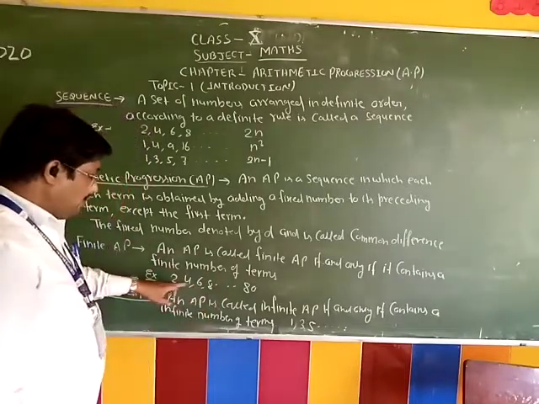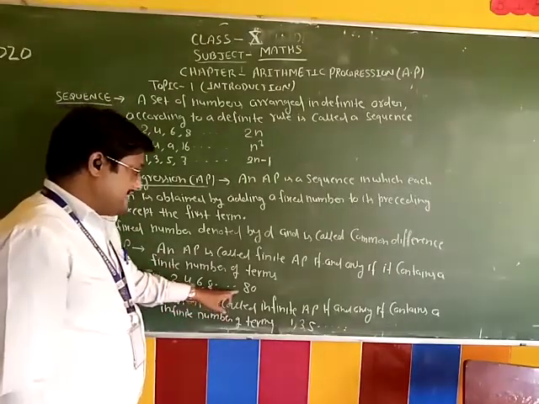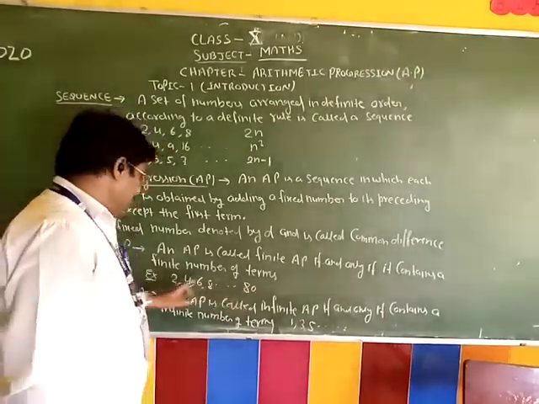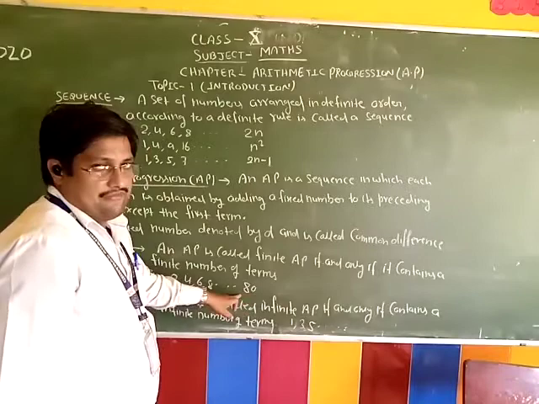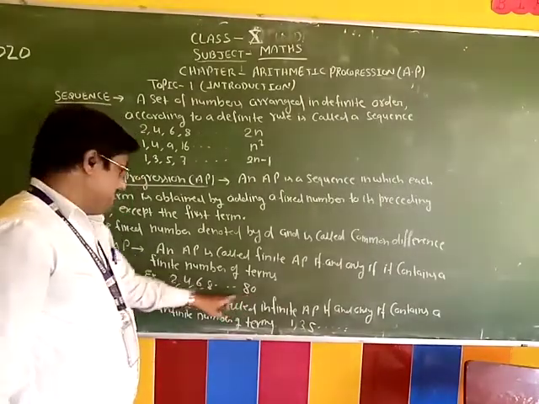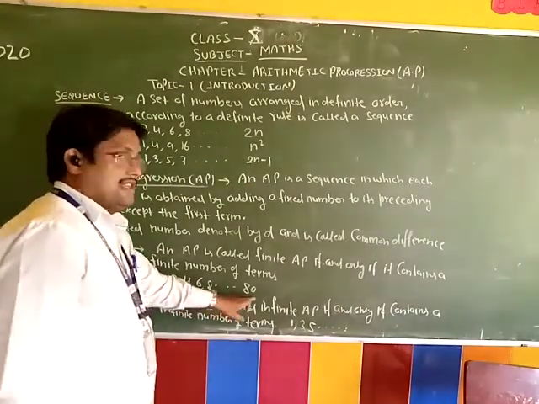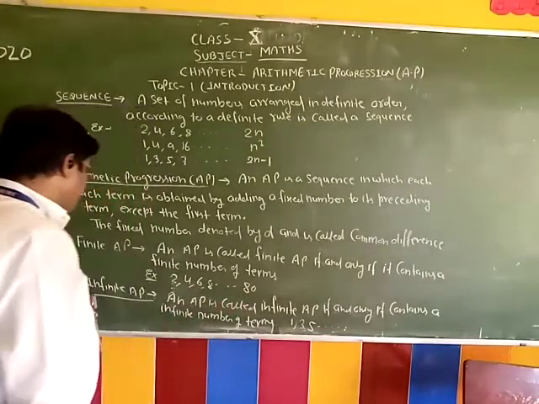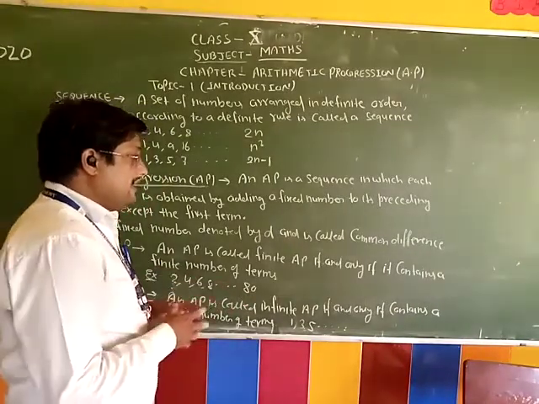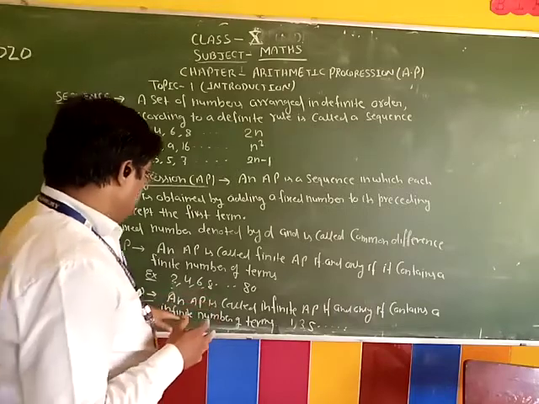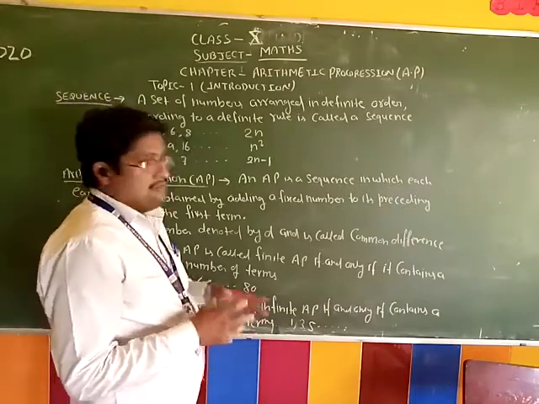For example, 2, 4, 6, 8, dash, dash, dash, up to 80. The first term is given and the last term is given. So these APs are finite APs. Infinite AP: an AP is called an infinite AP if and only if it contains an infinite number of terms.